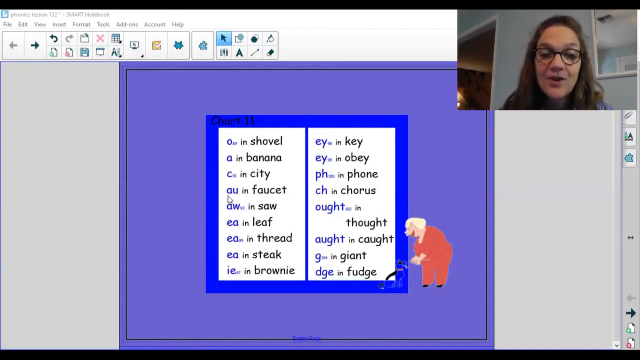AU in faucet, AW in saw, EA in leaf, EA in thread, EA in steak, IE in brownie, EY in key, EY in obey, PH in phone, CH in chorus, OUGHT in thought, OUGHT in caught, AUGHT, G in giant, and DGE in fudge.